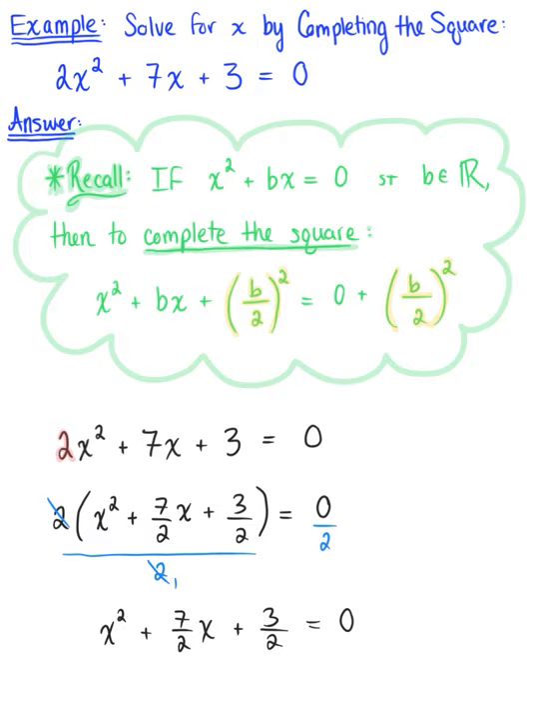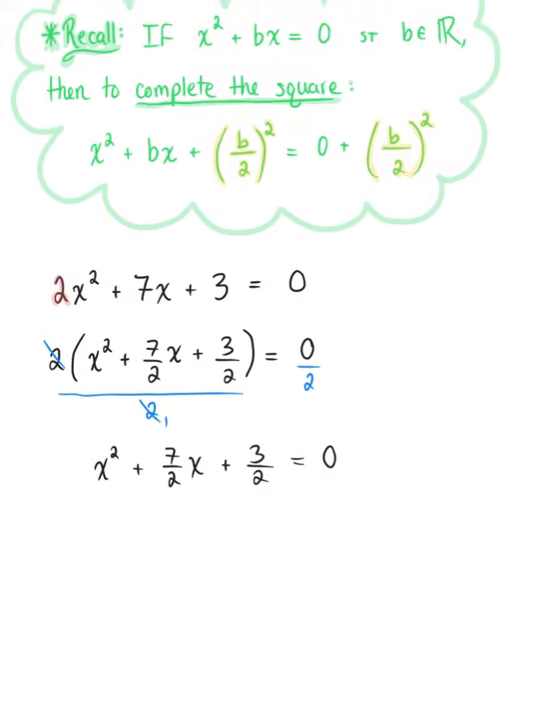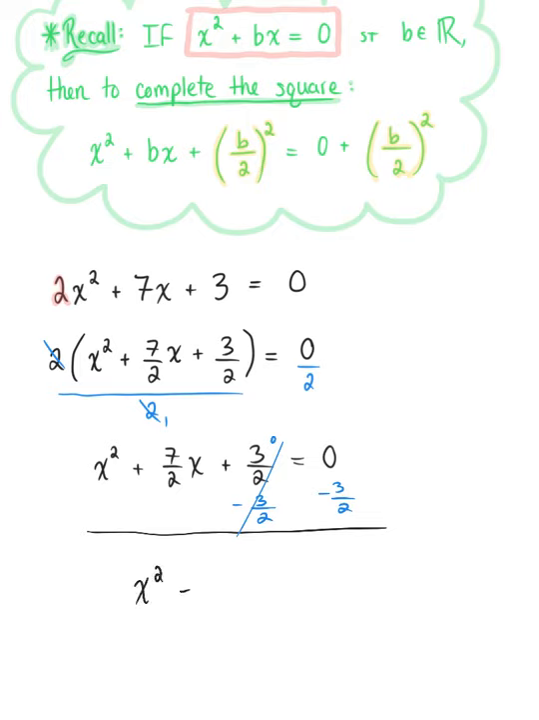So we have made the leading coefficient 1, but keep in mind that in order to complete the square, not only does that leading coefficient need to be 1, but we also need to have this x squared plus bx isolated on the left-hand side. So in order to isolate that, we need to now subtract this 3 halves from both sides of the quadratic expression. So we have 3 halves minus 3 halves cancels each other out to 0. And now we are left with the perfect format. We have x squared plus 7 halves x is equal to minus 3 halves.